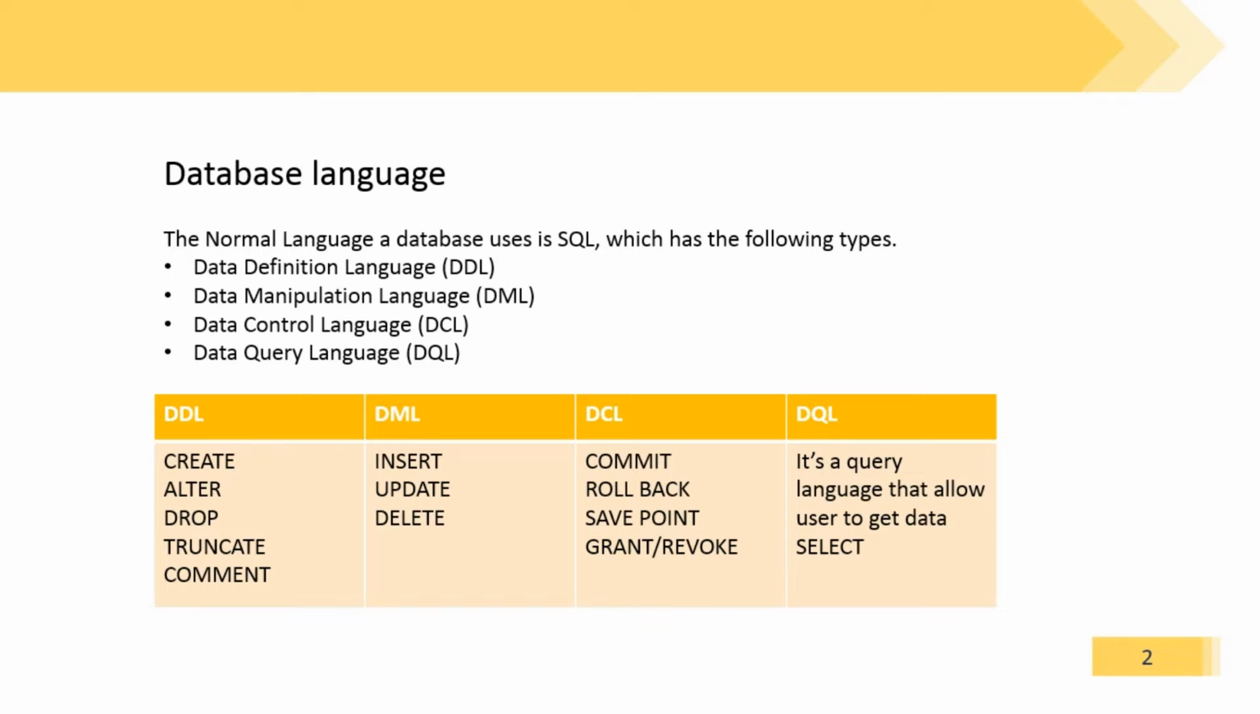So here are a couple of commands used in DDL, DML, DCL and DQL. In DDL we use create, alter, drop, truncate, comment, and in DML we use insert, update, delete. In DCL, commit, rollback, savepoint, grant, revoke. In DQL we use select to get the data from the database.